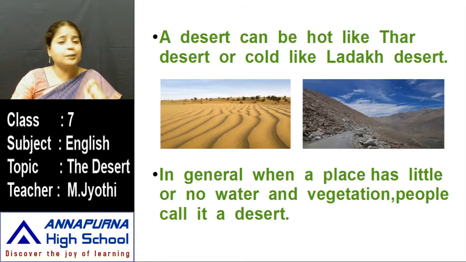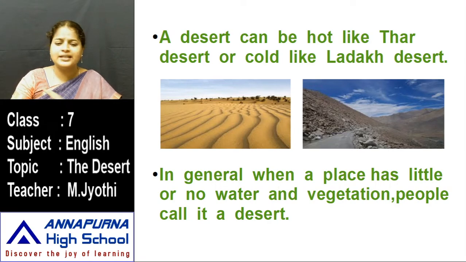So a desert can be very hot or very cold also. Hot deserts are there, cold deserts are there. Example for hot desert, Thar desert. Example for cold desert, Ladakh desert. So Thar desert is very hot, Ladakh desert is very cold.